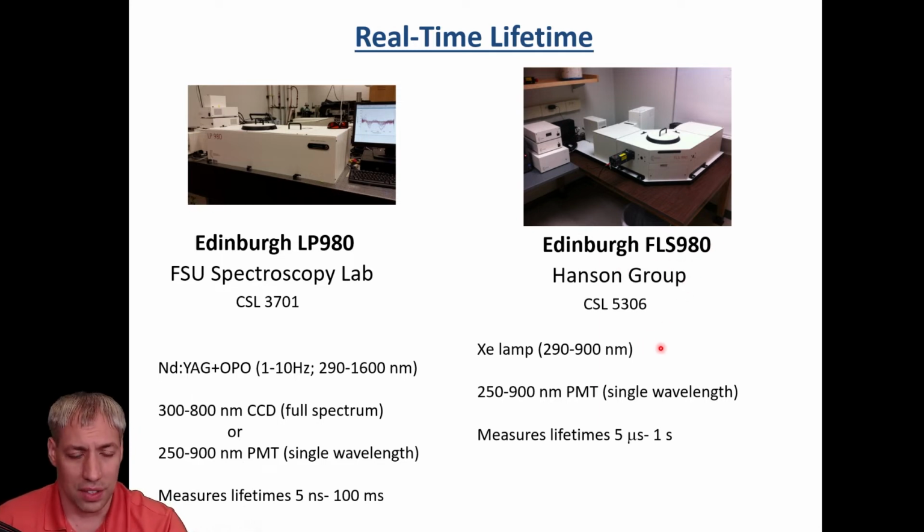The other one in my group is the Edinburgh FLS980. In this case, instead of a laser, it uses a xenon flash lamp, which is this guy right here. It's essentially a xenon bulb that you apply voltage to. It's basically a glorified photography lamp that does a very quick flash of light, and this gives us about 5 microsecond resolution. And so if we want to watch really long time scale stuff out to seconds or tens of seconds, we can do that on this instrument with that flash lamp there.